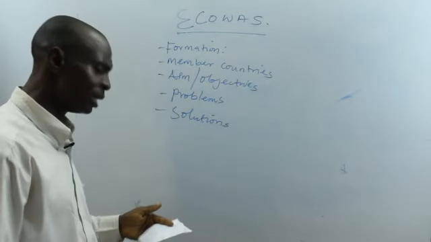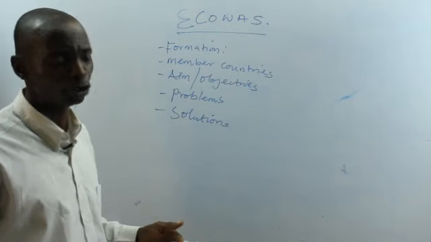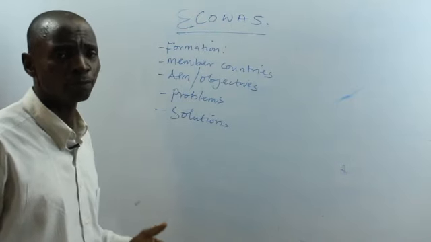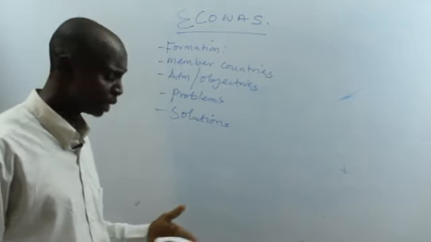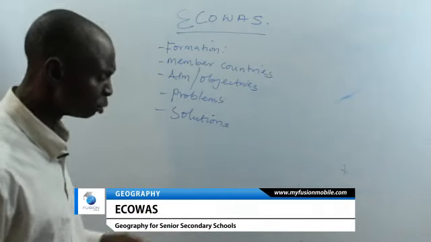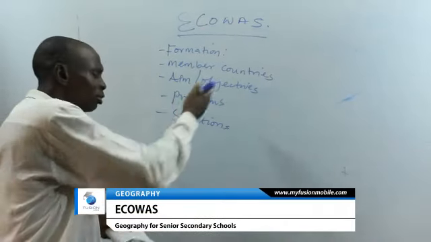Then number 5, develop foreign cooperation with other developed countries, so that it can help them to achieve their aim. Then let's look at this aim and objective.